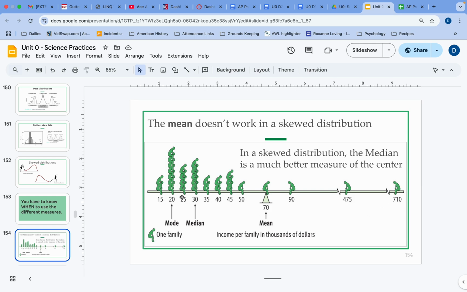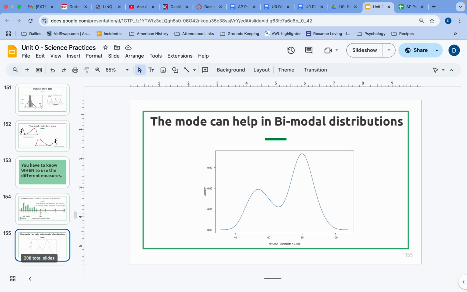So we got all these people grouped in here between 15 and 50, and then a couple of cats are way, way out there, just like Warren Buffett or crazy Bill Gates rich. So that's going to pull the mean the most. The mode doesn't change, and then we're going to use the median when we have a skewed distribution.